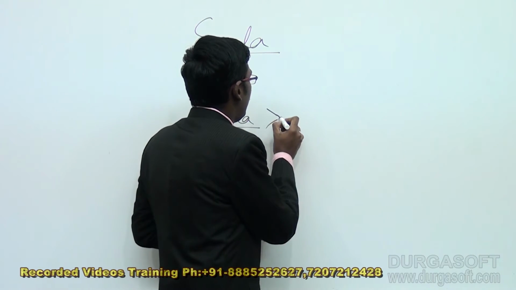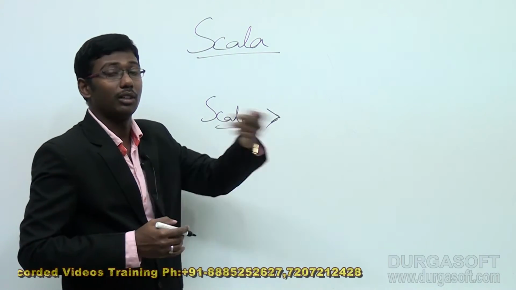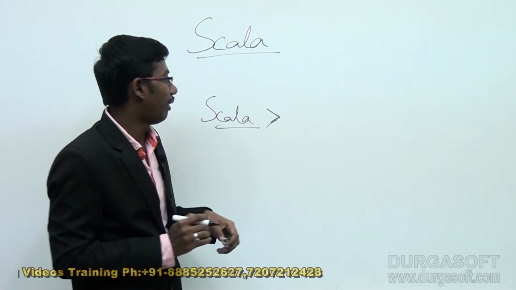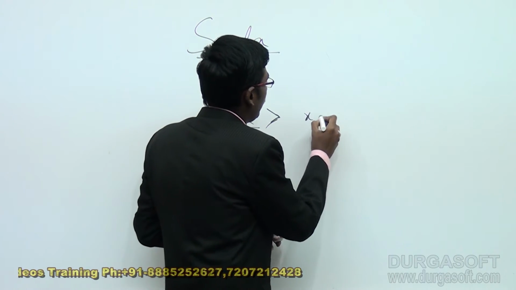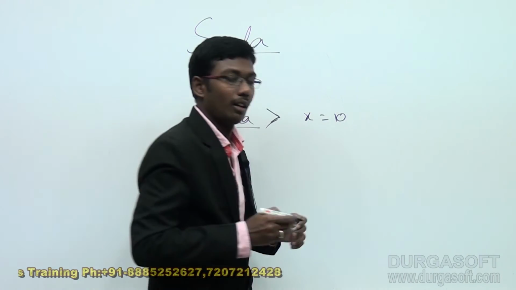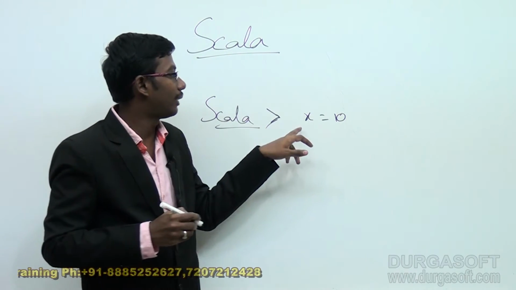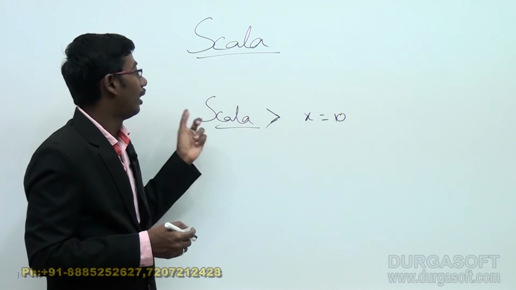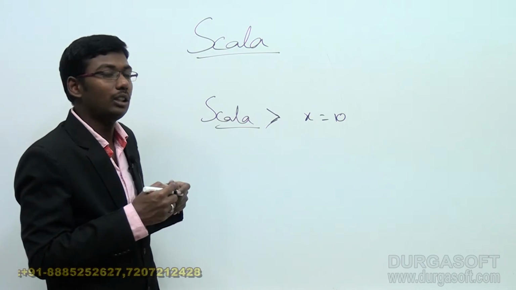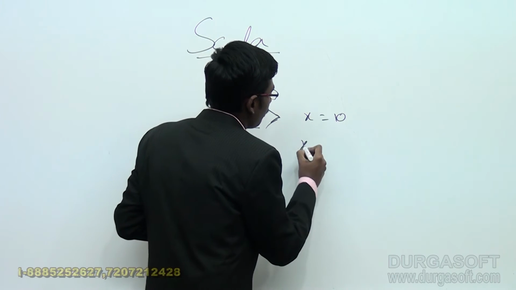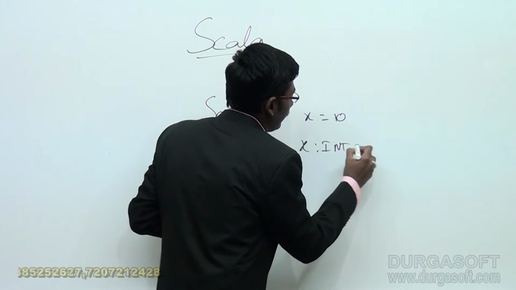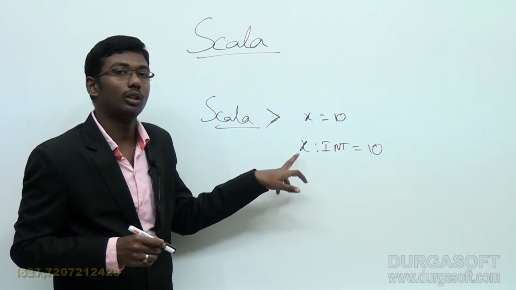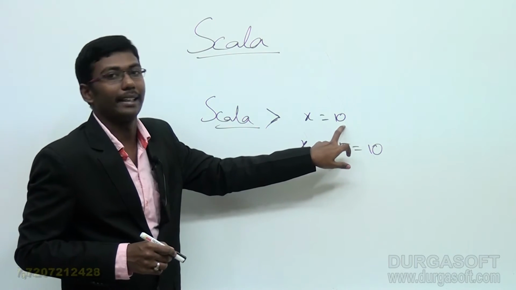However, Scala is a type inference language itself. It will infer the type from the value. Suppose I am giving x = 10. That's all. No need to say that x is an integer. If you give the x value as 10, the Scala engine takes the value and infers that x is an integer and the value is 10. Like that, it considers the type as integer based on the assigned value itself.